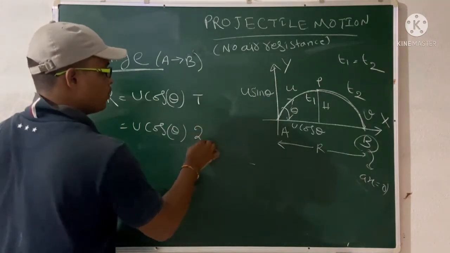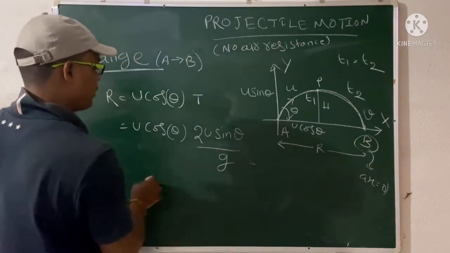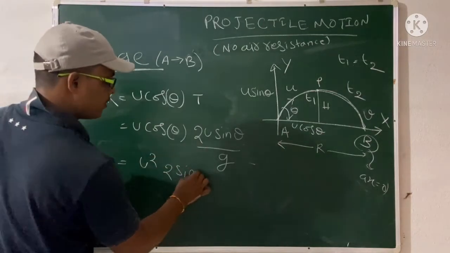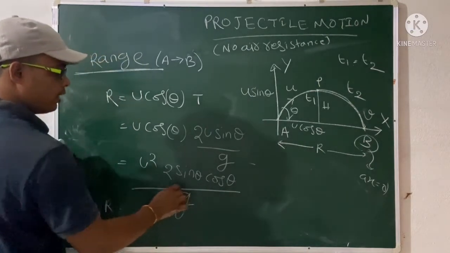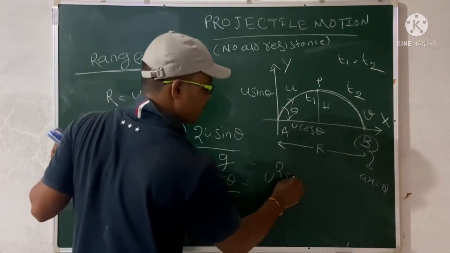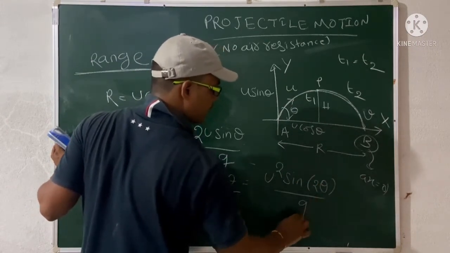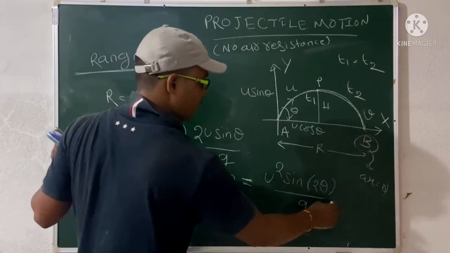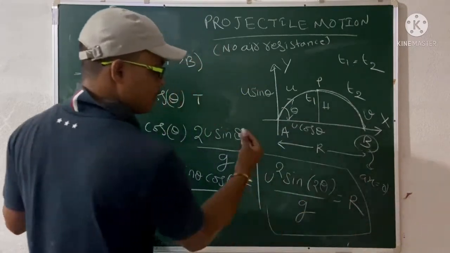So T equal to 2U sin theta divided by G, right? So this will be U square into 2 sin theta into cos theta divided by G. What is 2 sin theta cos theta? This is nothing but U square sin 2 theta divided by G. So this is the maximum range, the horizontal path. So this is the range.